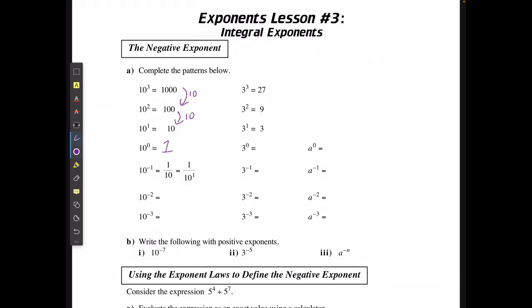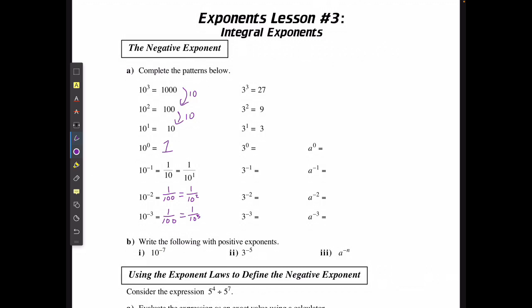Well, once I hit 1, if I keep decreasing the exponent and go into the negatives, then I'm going to keep that pattern of dividing by 10 going. So in this case, I'm going to divide this number by 10 and get 1 over 10. If I keep going, then I would divide it by 10 again and get 1 over 100, which is the same as 1 over 10 to the power of 2. If I did it again, I would have 1 over 1,000, which is the same as 1 over 10 to the power of 3.